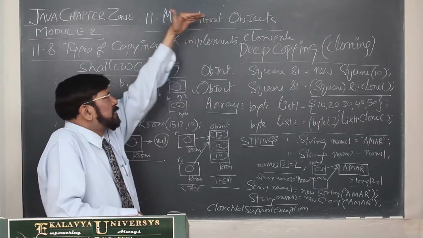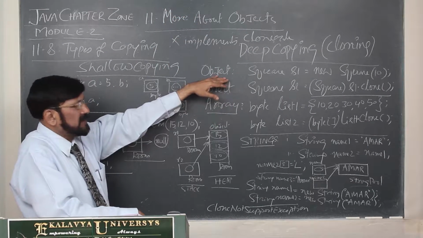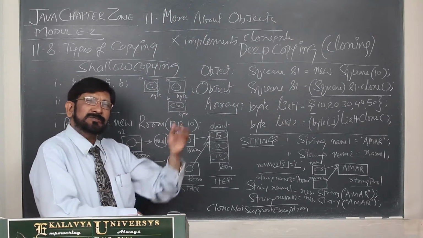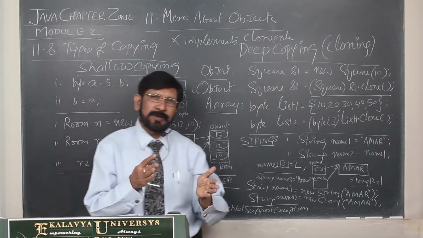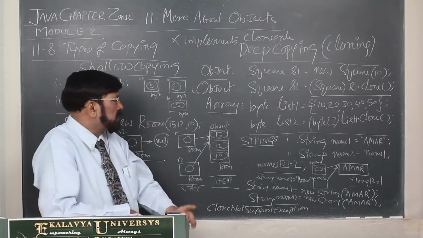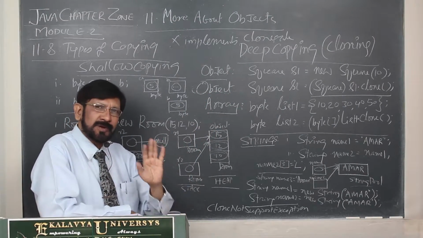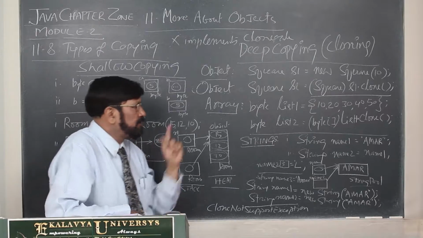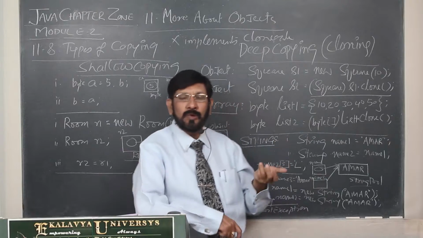Object class is at the top like this. Whatever methods the Object class defines, every Java class automatically inherits it. Just as you are able to use your father's property, Object class methods can be used by any Java class. That you can understand. This Object class provides one method called clone.